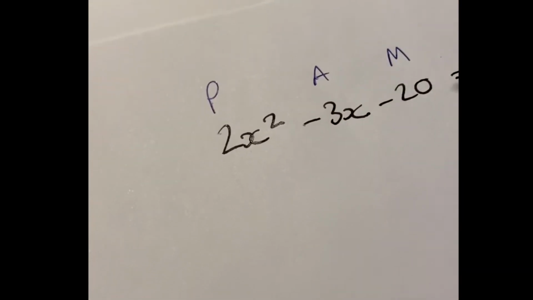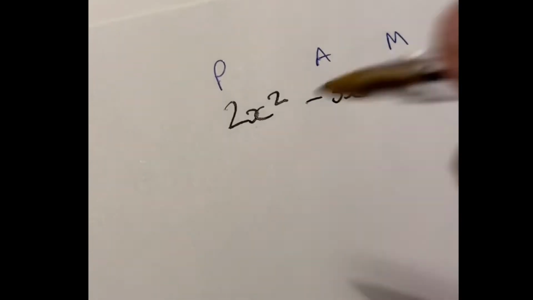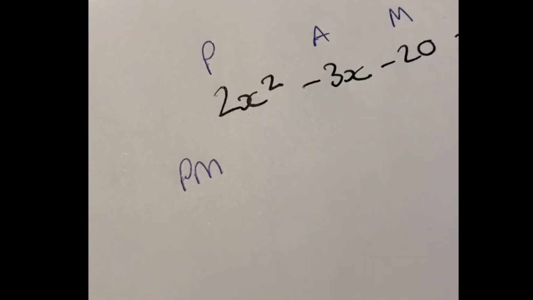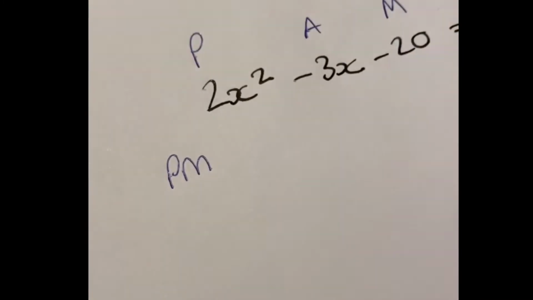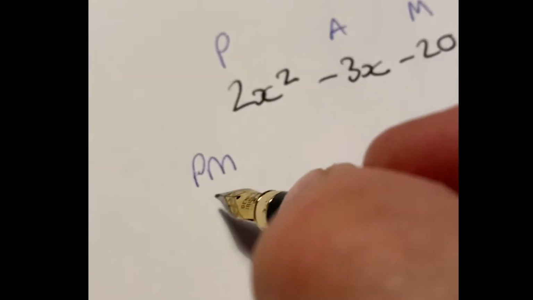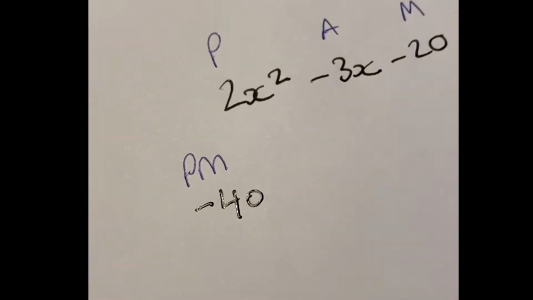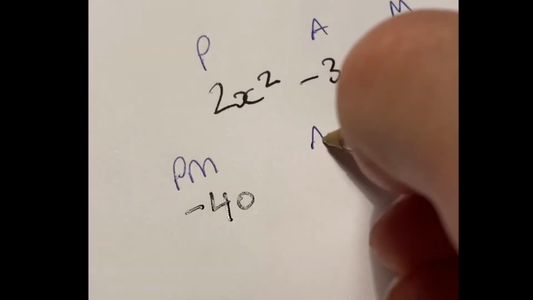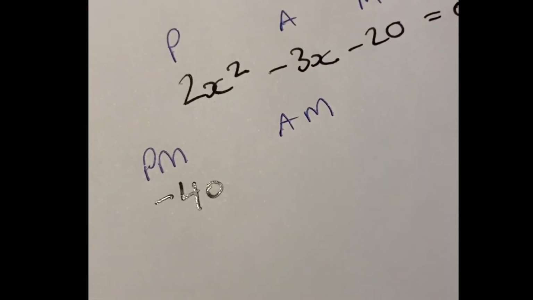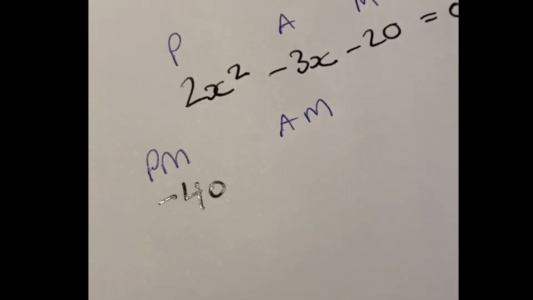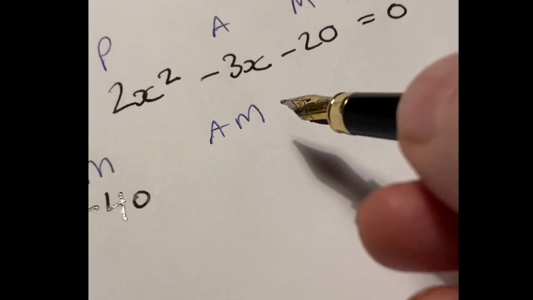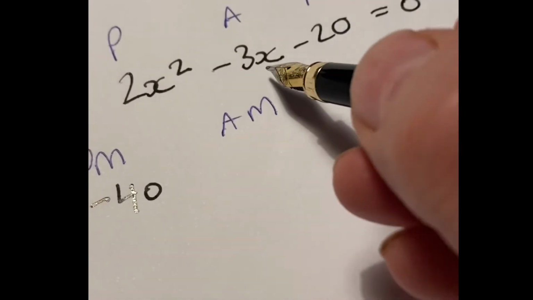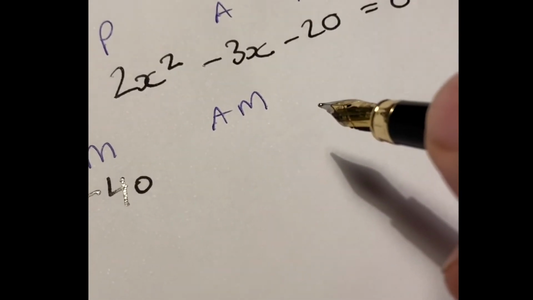What I'm looking for is I'm going to start off with looking at PM. If I multiply P and M together, I multiply 2 and negative 20, and I get negative 40. Now I'm going to look at my AM, and what I need to consider here is slightly different. I want two numbers that make minus 40 and add to make negative 3.